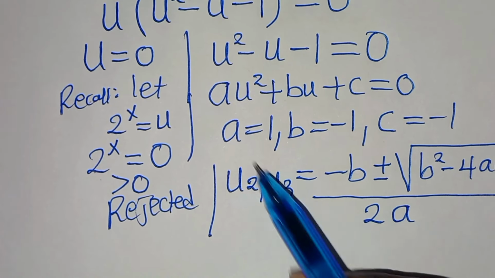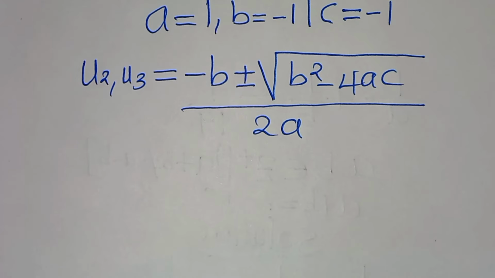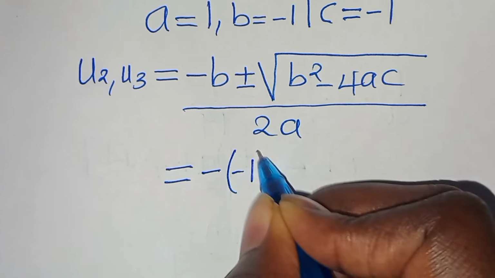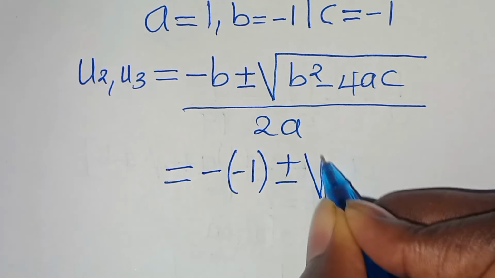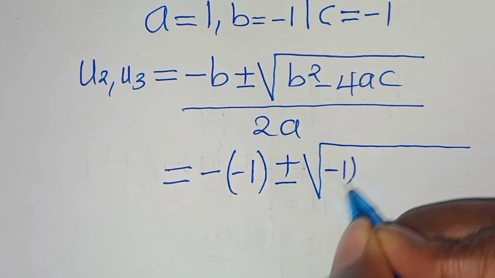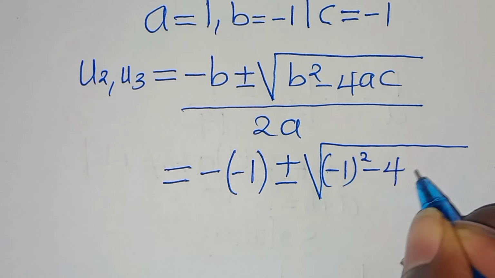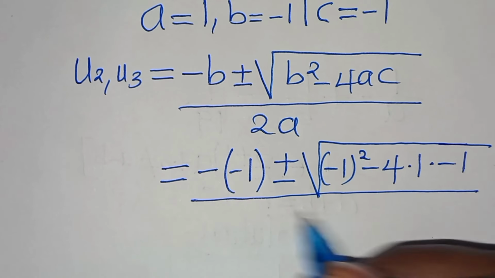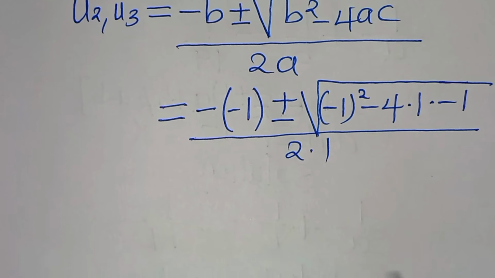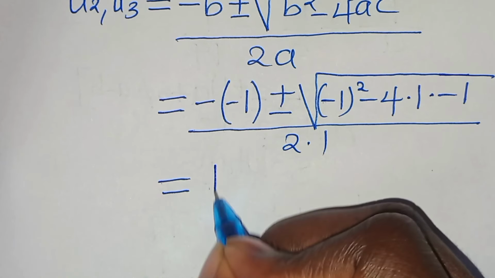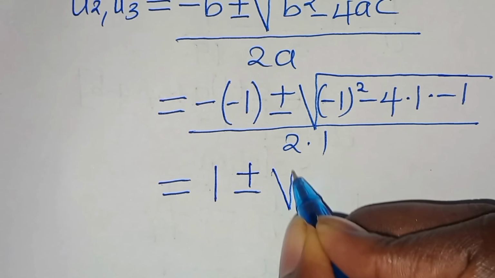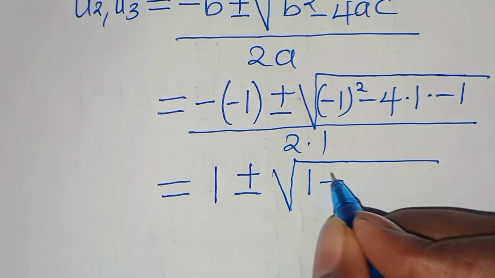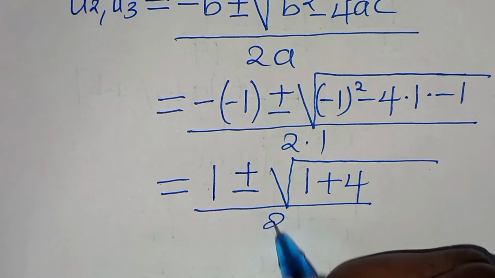Now let's substitute the values of a, b, and c. Substituting the values of a, b, and c, here we have minus minus 1 plus or minus the square root of minus 1 raised to the power of 2, subtract 4 times a, which is 1, then times c, which is minus 1, everything here divided by 2 times 1. So here we have minus times minus 1, this is 1, then plus or minus the square root of minus 1 squared, this is 1, minus 4 times minus 1, this is plus 4, then everything here divided by 2.